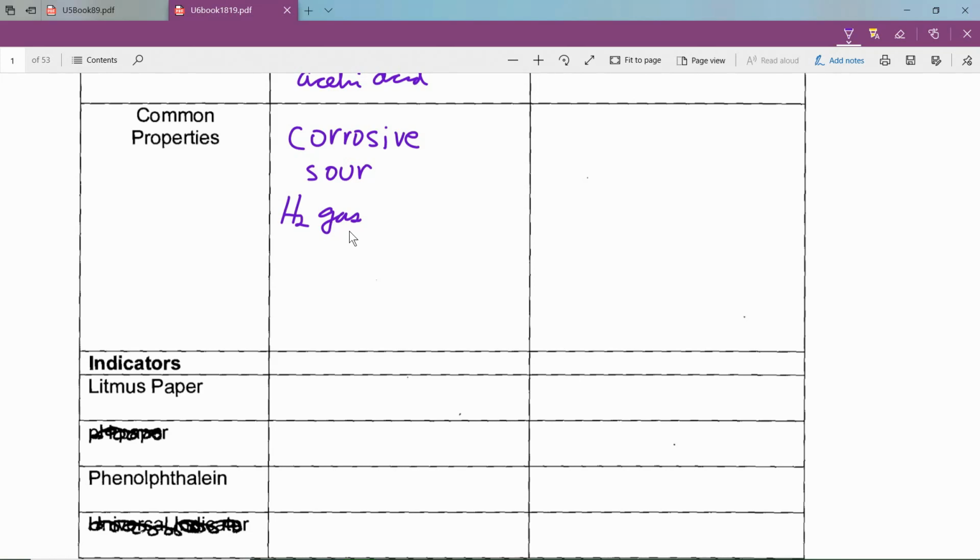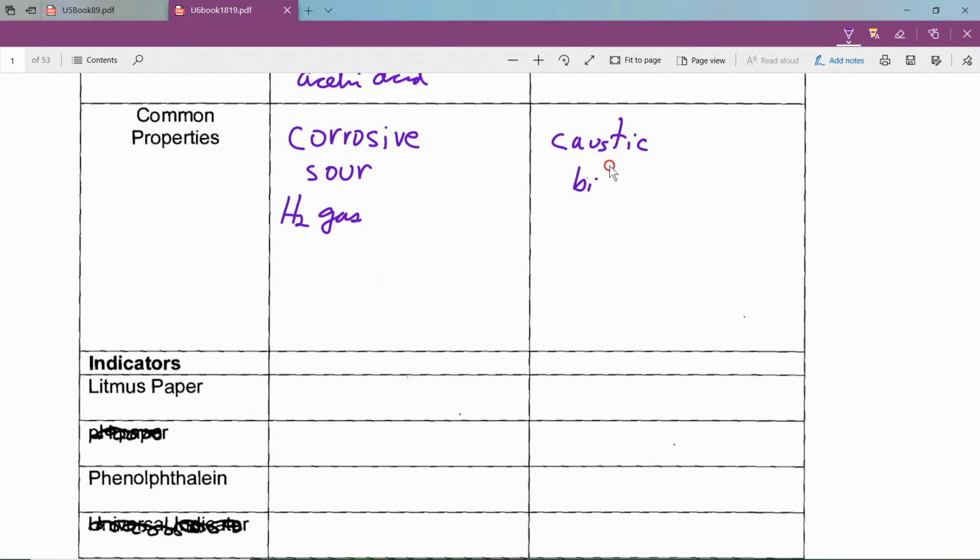Common properties of bases. Bases are caustic. That means they eat away at tissue. So if you're dealing with lye or ammonia when you're cleaning, you should wear gloves so you don't eat away at your tissue.